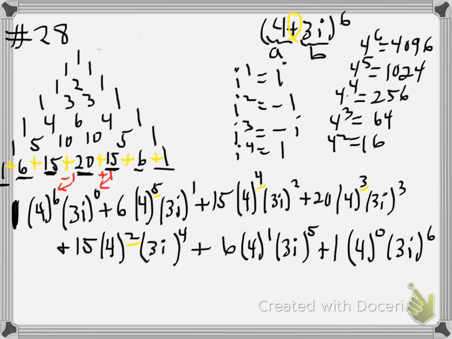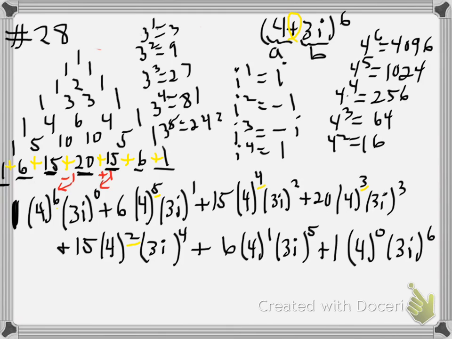Okay, so for 3, 3 to the 1st is 3. 3 squared is 9. 3 to the 3rd is 27. 3 to the 4th is 81. 3 to the 5th is 243. And then 3 to the 6th is 729. It's hard to read. I'm sorry, I'm having to squish it in here. So those numbers are going to help us.